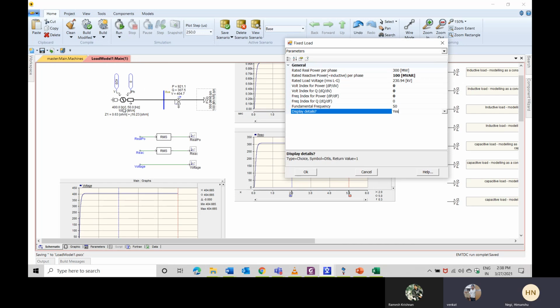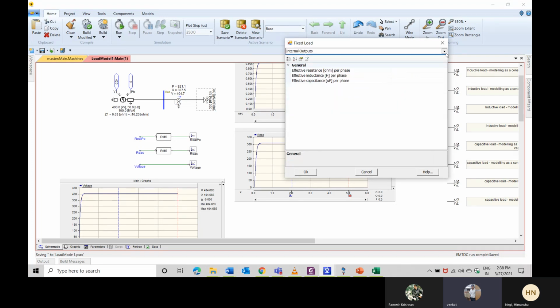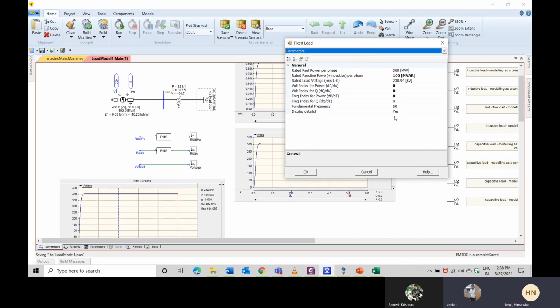There is no such thing as exciter and governor, so we have just modeled it as a voltage source. It is a constant voltage source. It will maintain 1 per unit at this bus. That's it. That's the input which we have to give for the load.